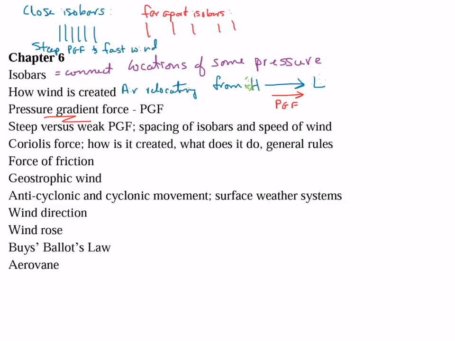So those hash marks are isobars. If your isobars are close together, we call that a steep pressure gradient force, and you'll have fast wind. And then in red there, if your hash marks are far apart, your isobars are far apart, then we call that a weak pressure gradient force, and you'll have slow wind.